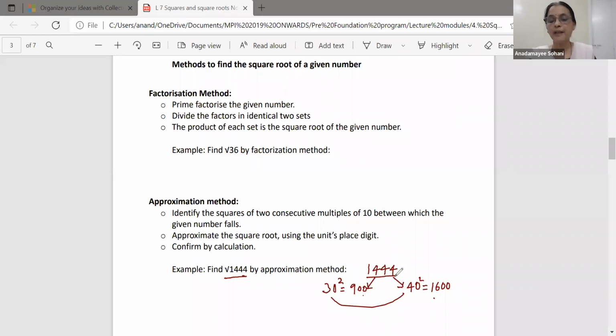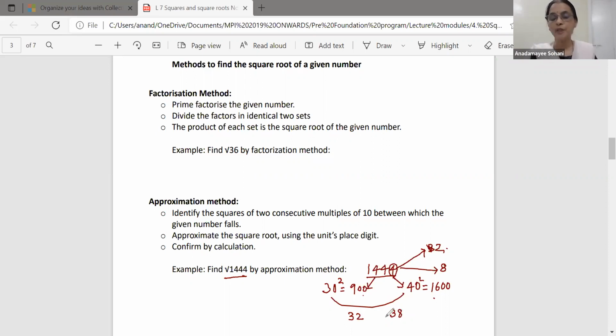And it is ending with 4. If my square ends with 4, my square root ends with either 2 or 8. If this is a square number between 30 and 40, and if it is ending with 4, the square root should end with 2 or 8. And which are the numbers ending with 2 or 8 between 30 and 40? 32 and 38. Now, one option is I actually find the squares of these two.